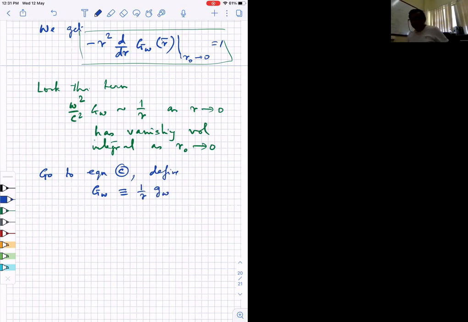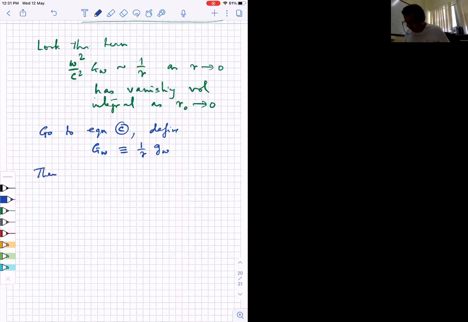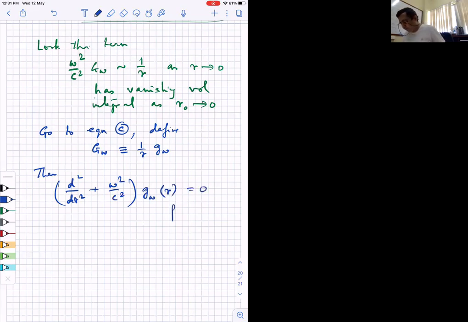So once we do that, then what you see is that we get a simpler differential equation. So what we get is d squared by dr squared plus omega squared by c squared, acting on GW of r, is equal to 0 for r greater than 0.